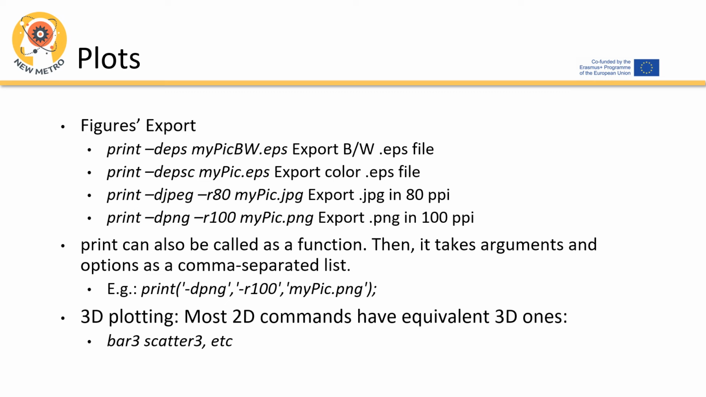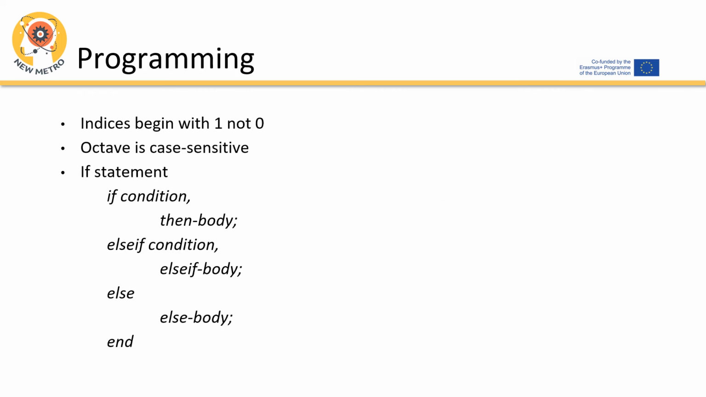For example, print('-dpng', '-r100', 'mypic.png'). And for 3D plotting, most 2D commands have equivalent 3D ones, such as bar3, scatter3, etc. Moving towards programming, indices begin with 1 and not 0 in Octave. Octave is also case sensitive.